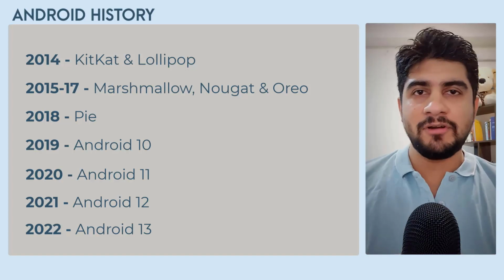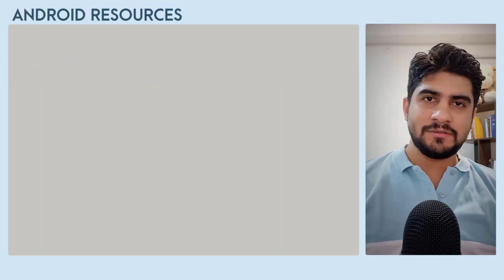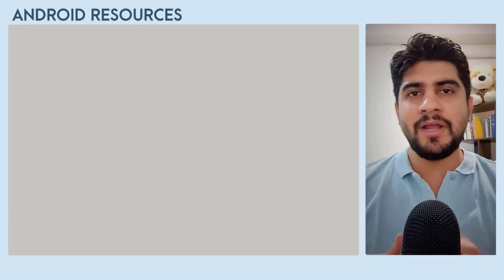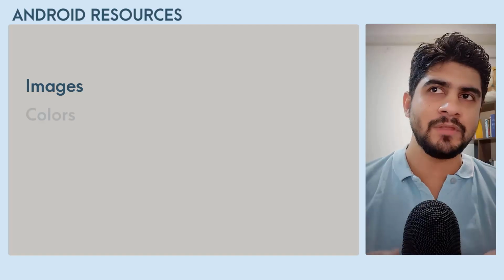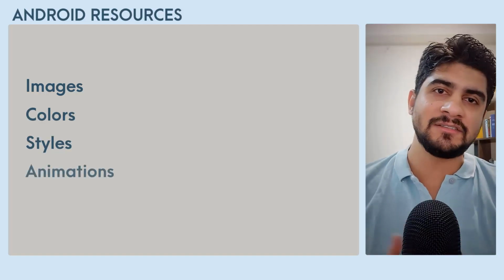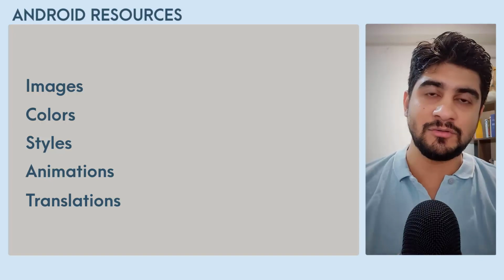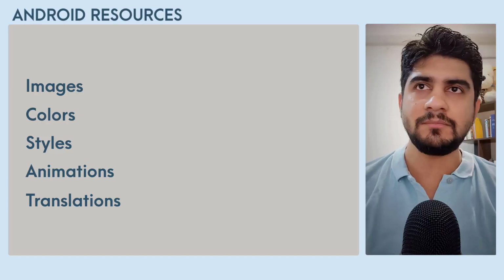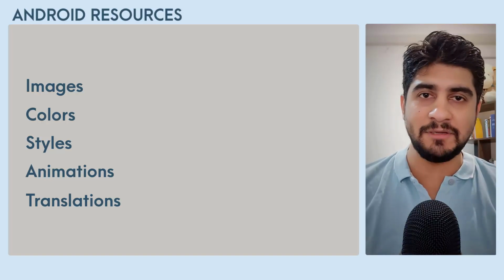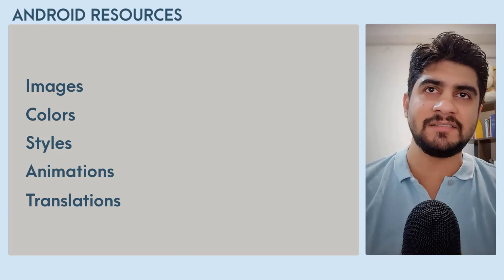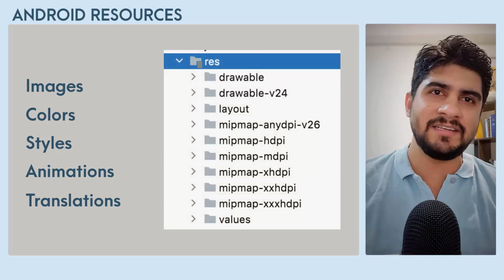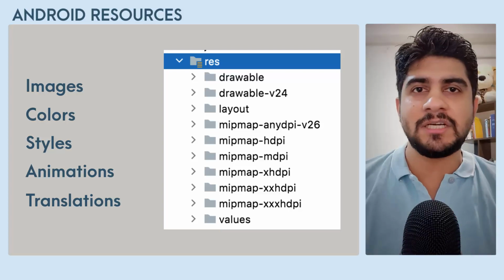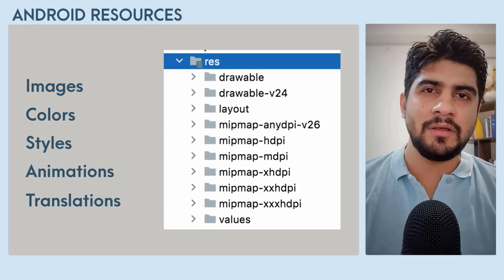So let's jump to Android resources. So what are Android resources? That's the first question that should come to your mind. If you are already an app developer, you might have used images, colors, some styles, animations, transitions, etc. Translations also, when your app supports multiple languages. In Android, they are called resources. You will store images, translations, animation files, shapes, colors, styles, etc. in a folder called res, which is located under the src main folder. So when you create an Android project, you get the res folder by default in your Android application.